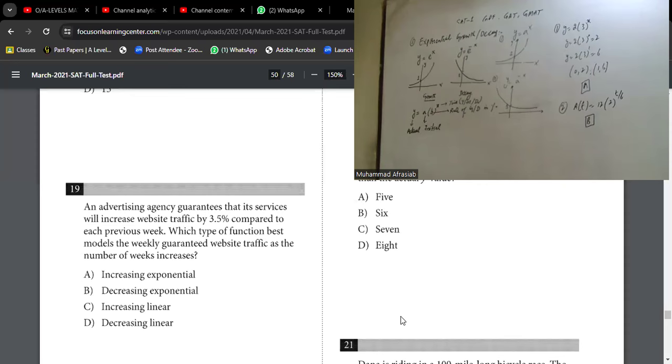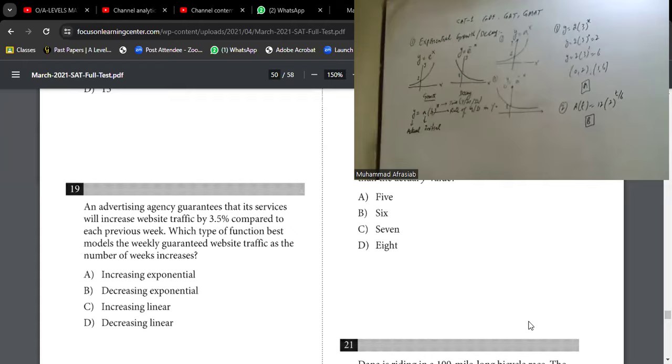An advertising agency guarantees that its service will increase website traffic by 3.5% compared to each previous week. Which of the following functions best models the weekly guaranteed website traffic as the number of weeks increases?